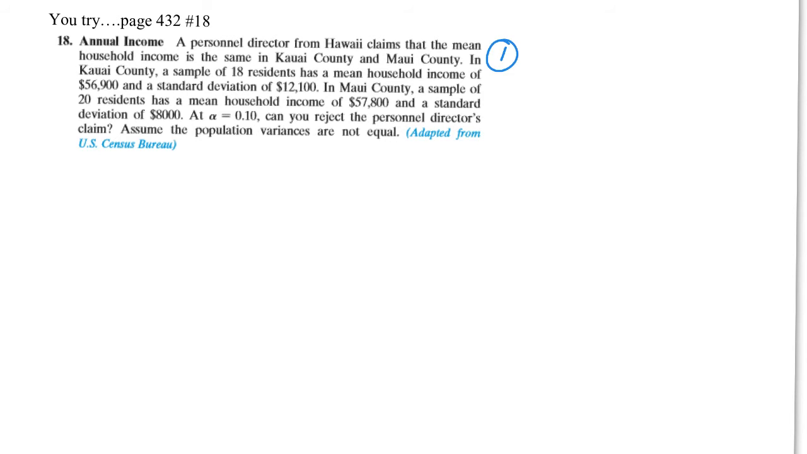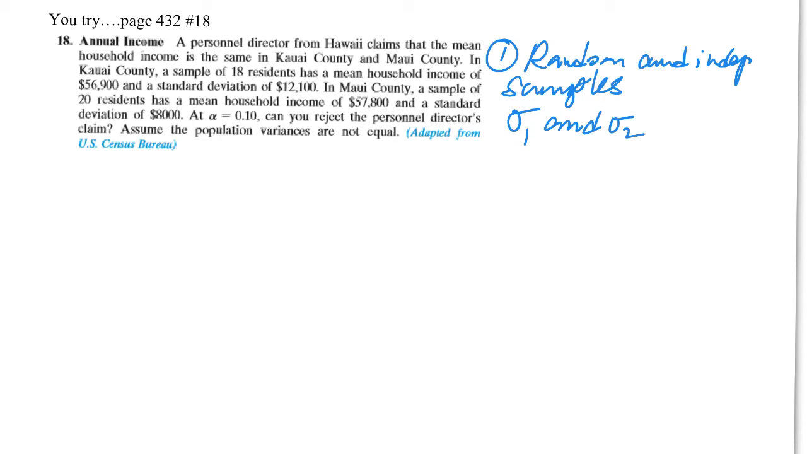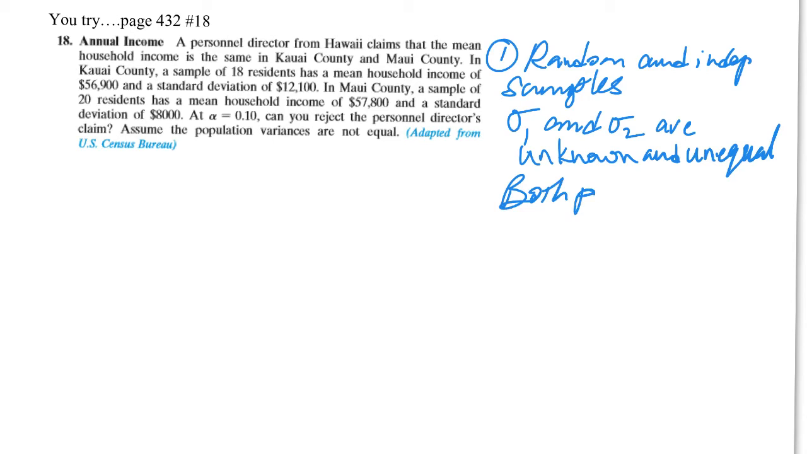Step 1, this doesn't change from problem to problem. We're writing random and independent samples. And then we write sigma 1 and sigma 2 are unknown and unequal. And then we write both populations normal.